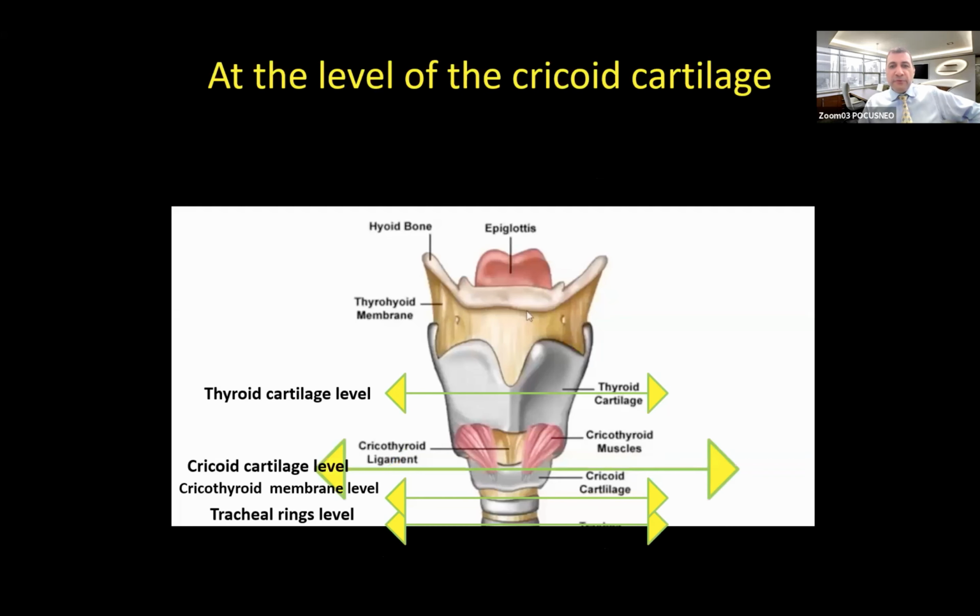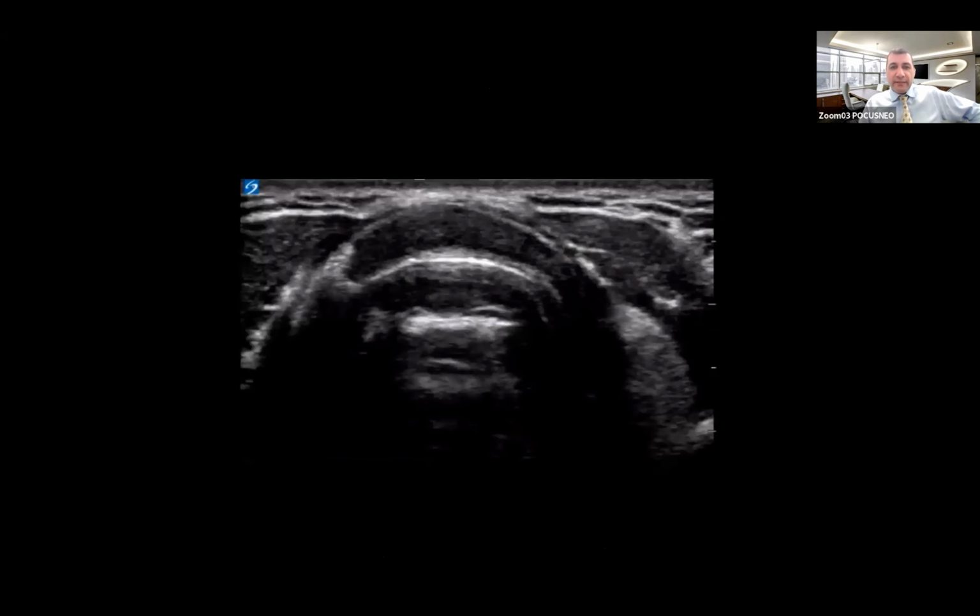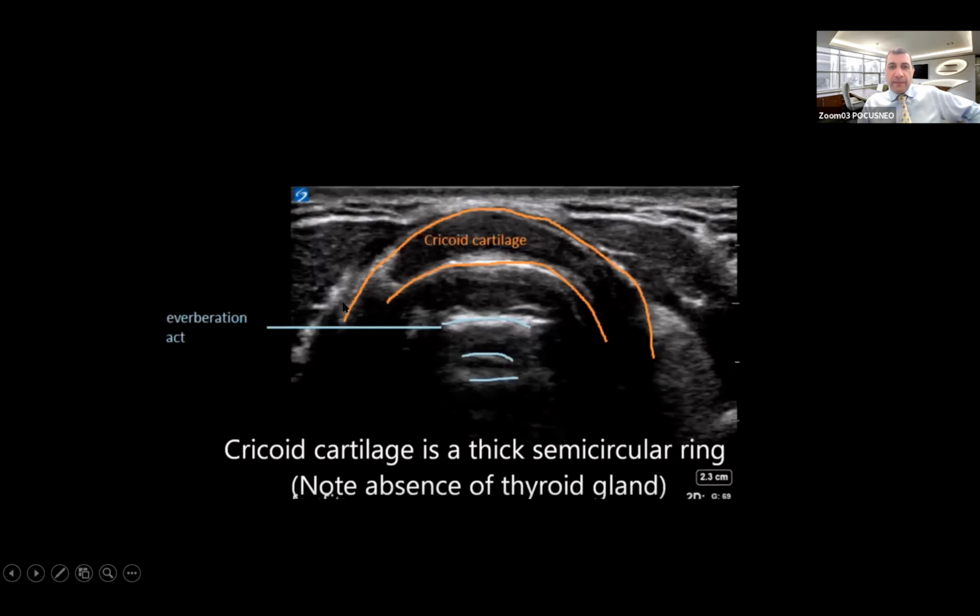And then if you move down a little bit, you will see the cricoid cartilage. Cricoid cartilage is different from thyroid. It is more circular, not pyramidal or V-shaped like thyroid. It is a half circle, again hypoechoic, and you can see the reverberation of the air below that. It means you have air inside.